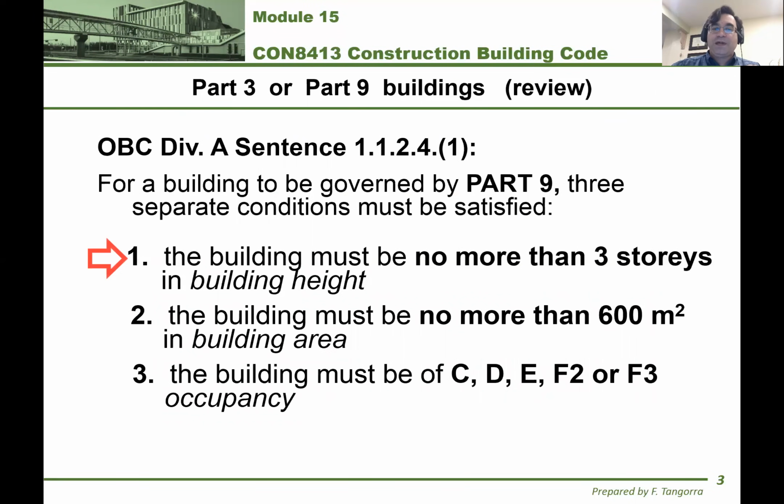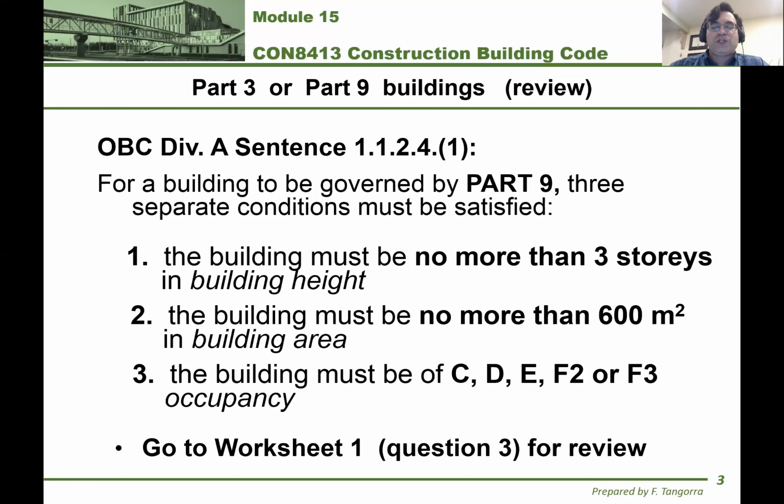Specifically, a Part 9 building must be no more than 3 stories in building height. A Part 9 building must be no more than 600 square meters in building area. A Part 9 building must be either of C, D, E, F2, or F3 occupancy. Now, if you want to practice and review this, because it's already been covered, go check out question 3 of worksheet 1.